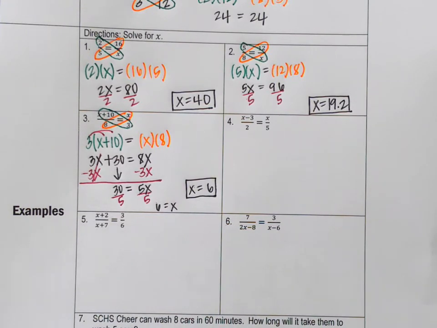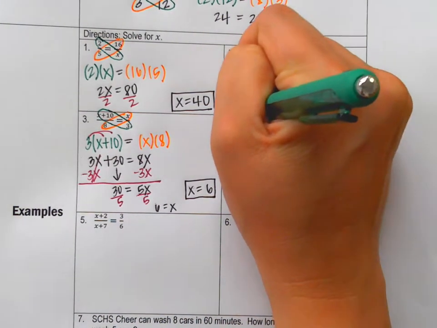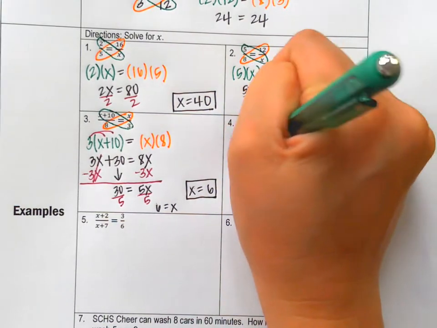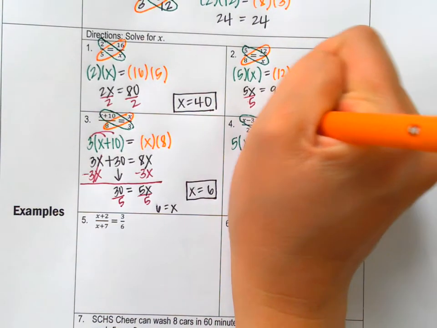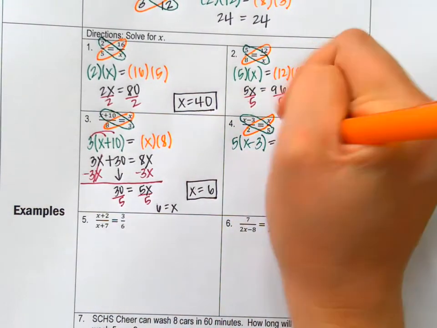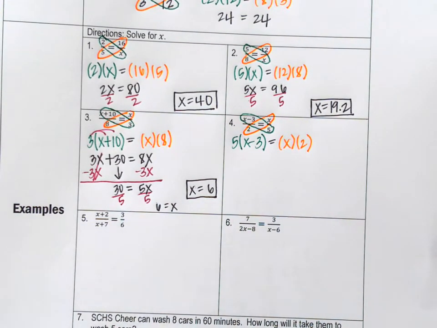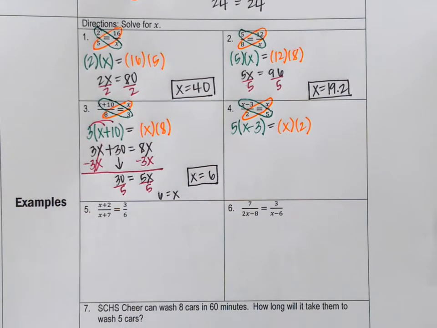Okay, hopefully you're coming back just to check your work. You should have multiplied the 5 by the x minus 3, and then set it equal to x times 2. Whenever we have two fractions, cross multiplication is always in your mind. Okay, so if you want to pause me here and try the next step, pause me here to try the next step and then come back to check your work.